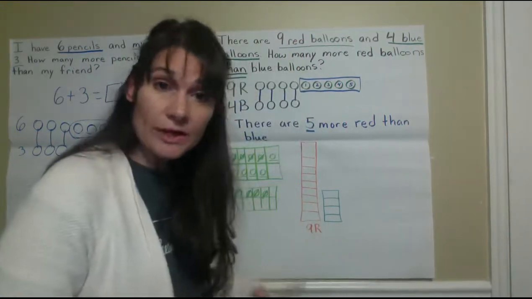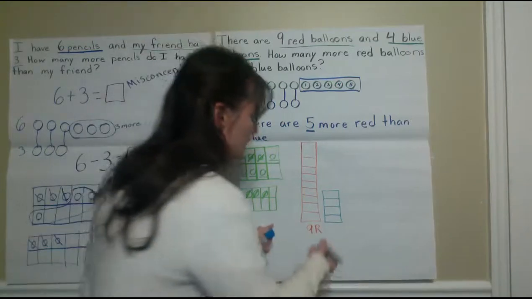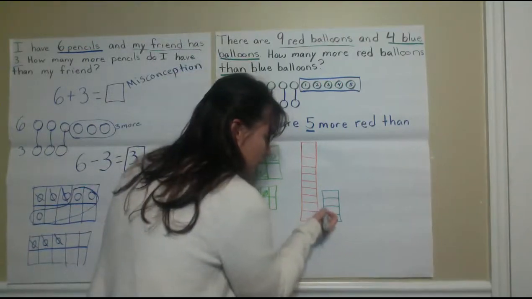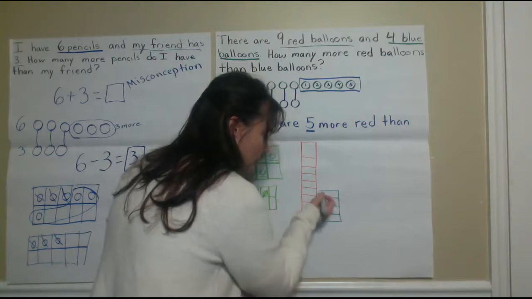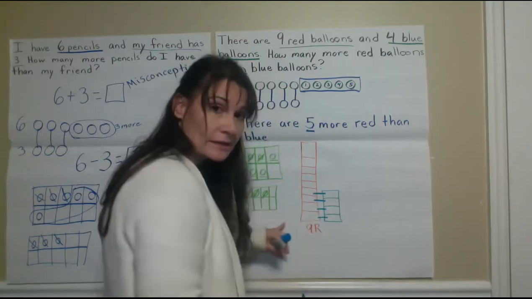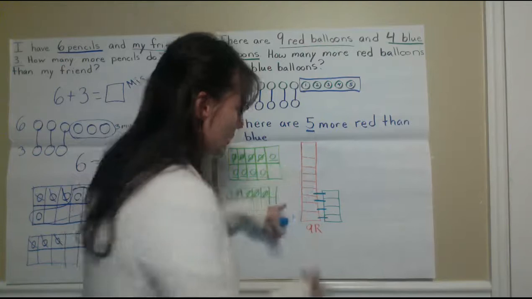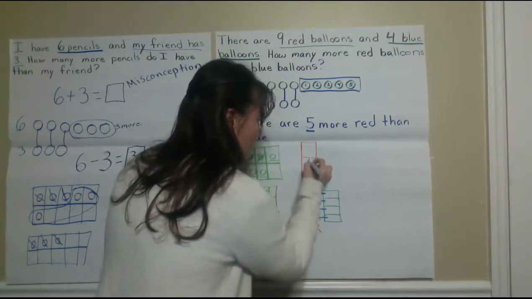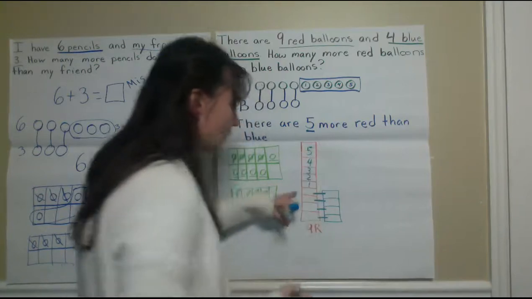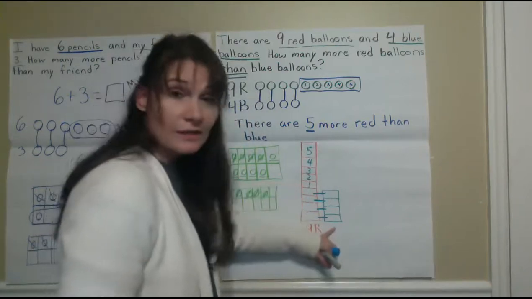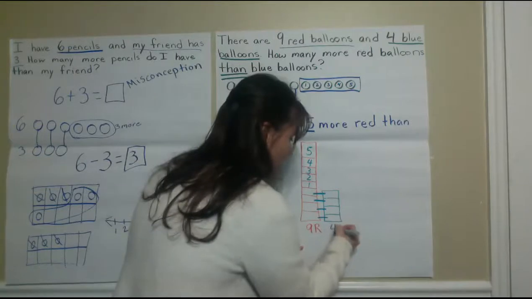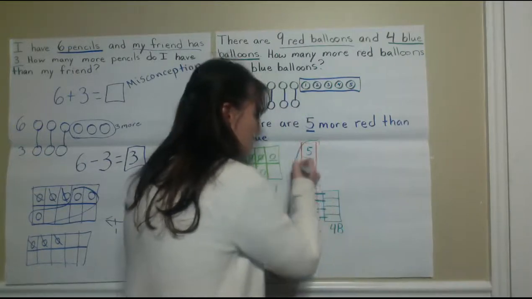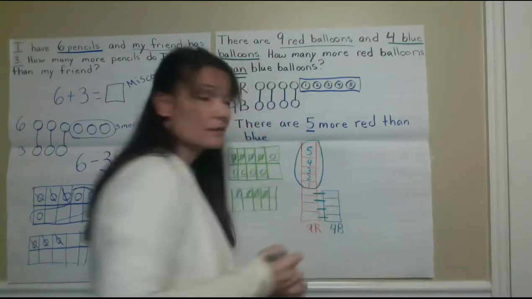My matching up strategy still works here because I can see that these match, these match, these match, and these match. But wait, this one still has more. So they have 1, 2, 3, 4, 5 more than these 4 that are blue. So my answer is 5.